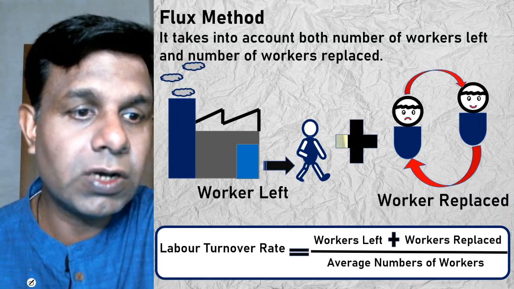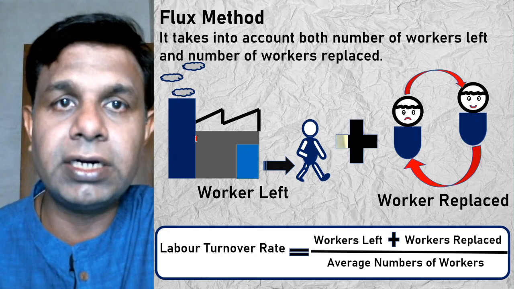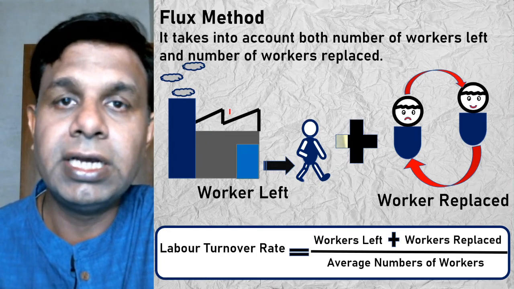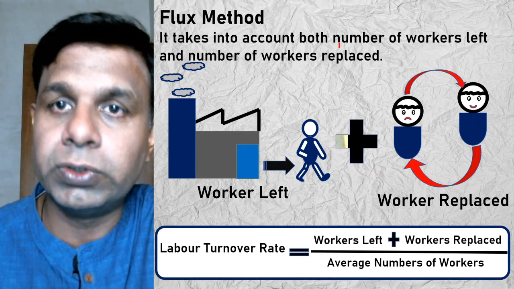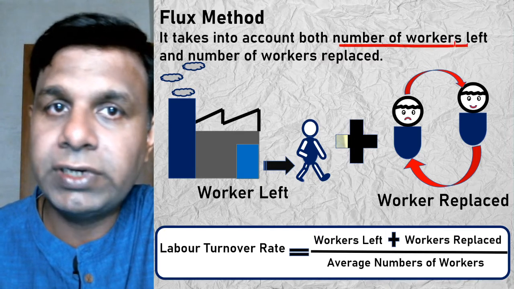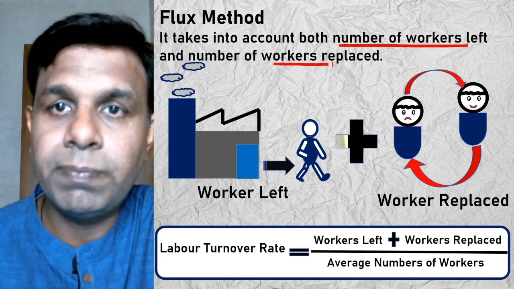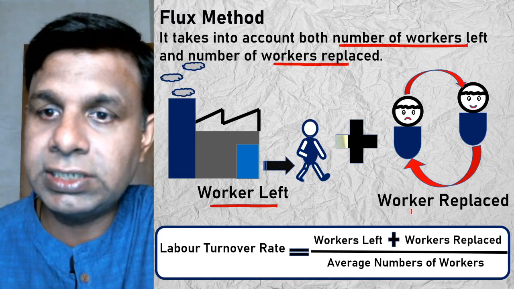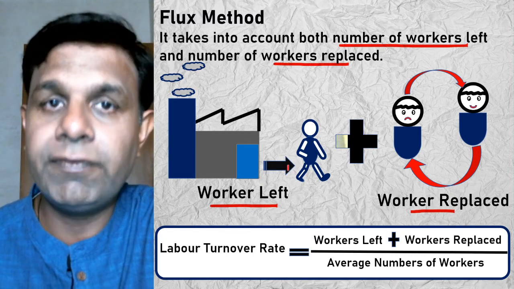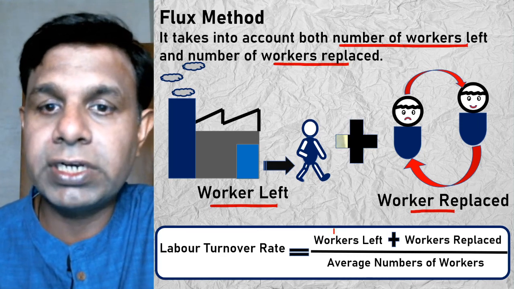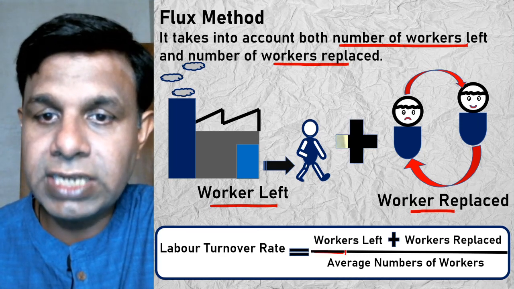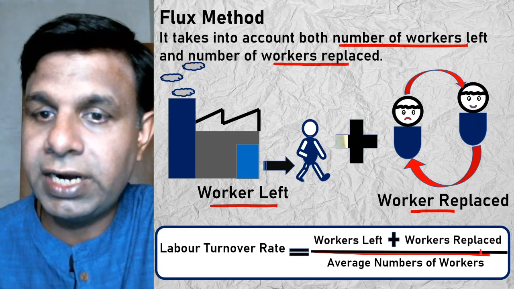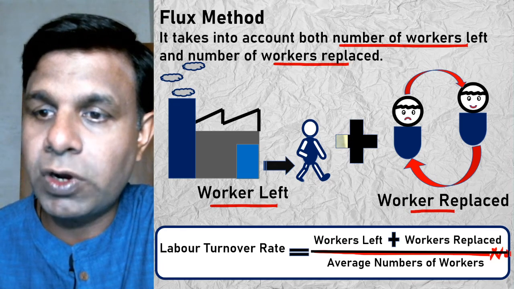Our next method is the flux rate method. Flux method is the combination of separation method and replacement method. That's why it takes into account both number of workers left and number of workers replaced. Our formula to calculate labor turnover rate is workers left plus replaced into 100 divided by average number of workers.